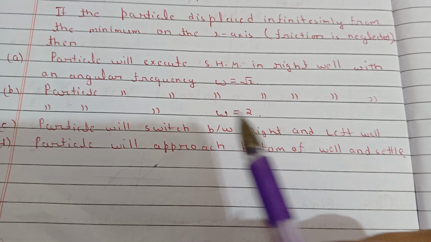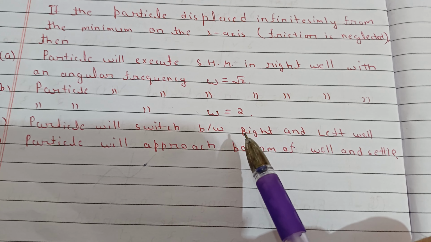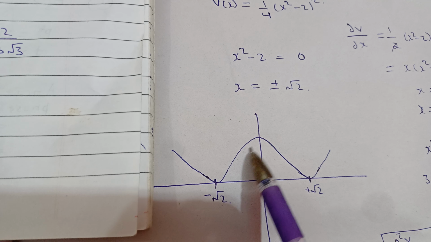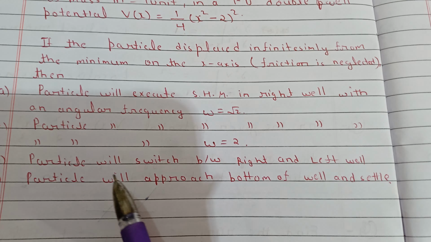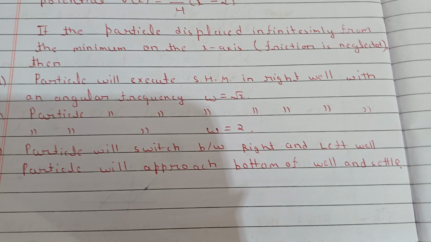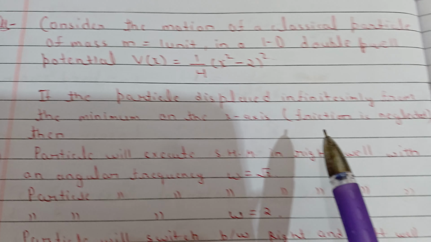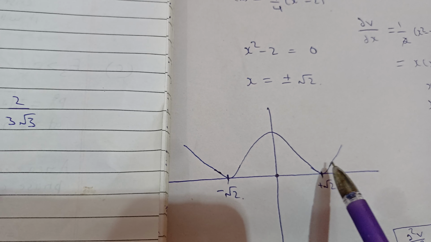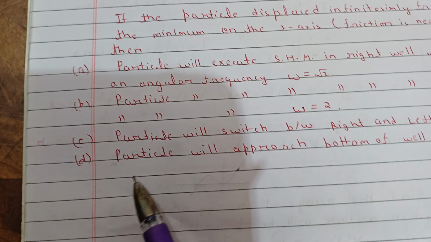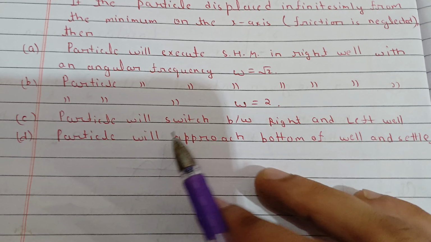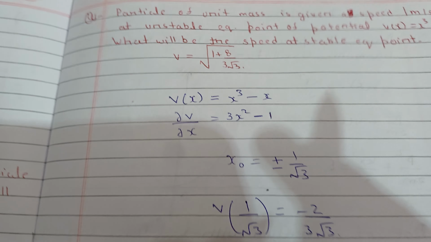Okay. Now, the option says the particle will switch between right and left. That is not possible because there is this potential barrier. That's why it can't switch between these two wells. In the last option, the particle will approach the bottom of the well and settle. In the question it was given that friction is neglected. That's why if the particle is given some energy, then it will always oscillate in this region. It will never settle at the base. Okay, that's why D is incorrect, C is incorrect, and A is incorrect. Only B is right.